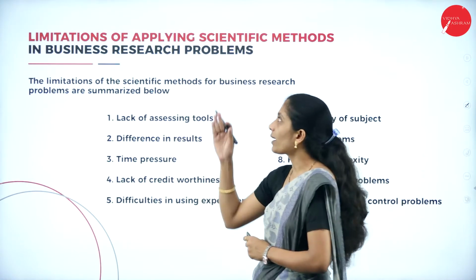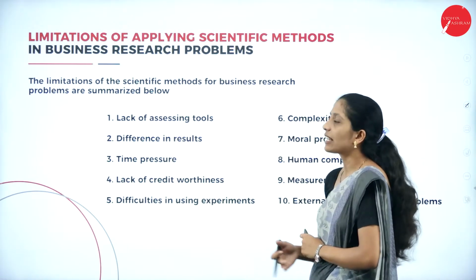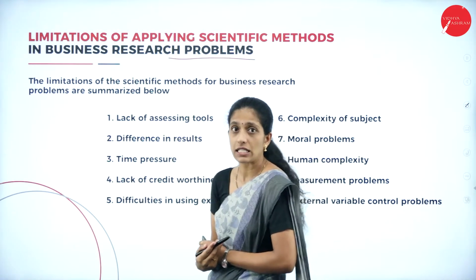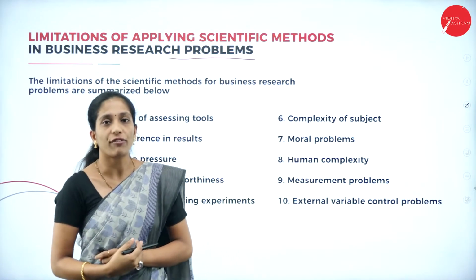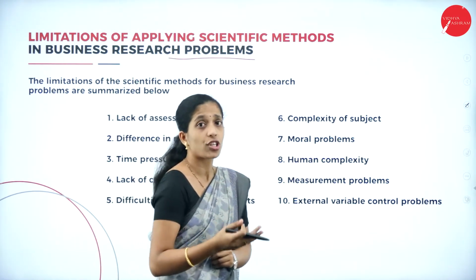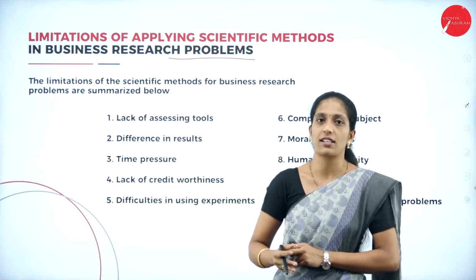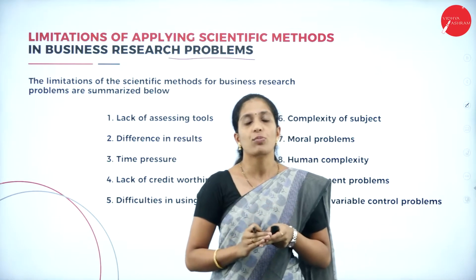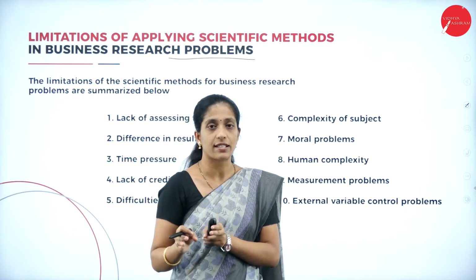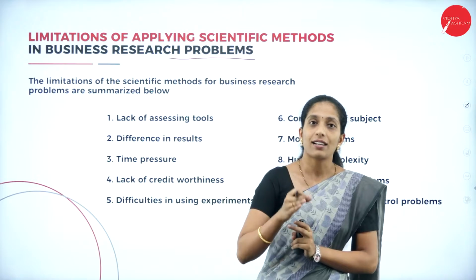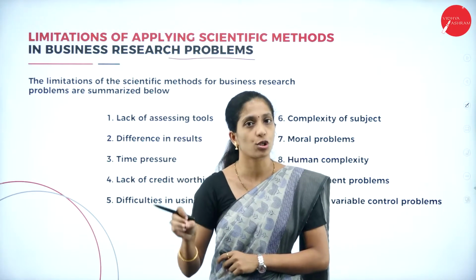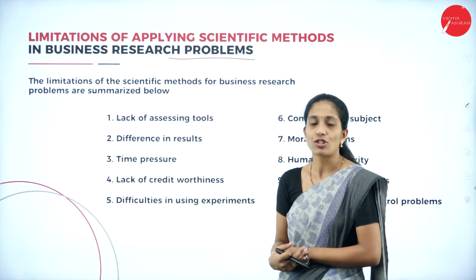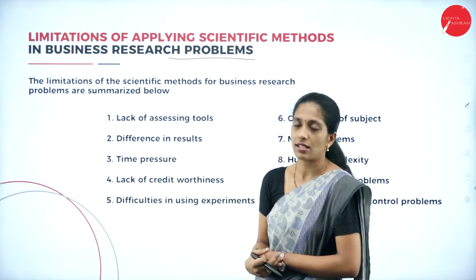Now let us see what are the limitations of applying scientific methods in business research problems. If we take business research problems, that is, the problems of an organization, what are the limitations? Why can't we apply scientific research to business research? I have told you there are a lot of differences between scientific research and business research. If we apply scientific research to business research, what are the limitations? So let us see the limitations of scientific methods under business research.